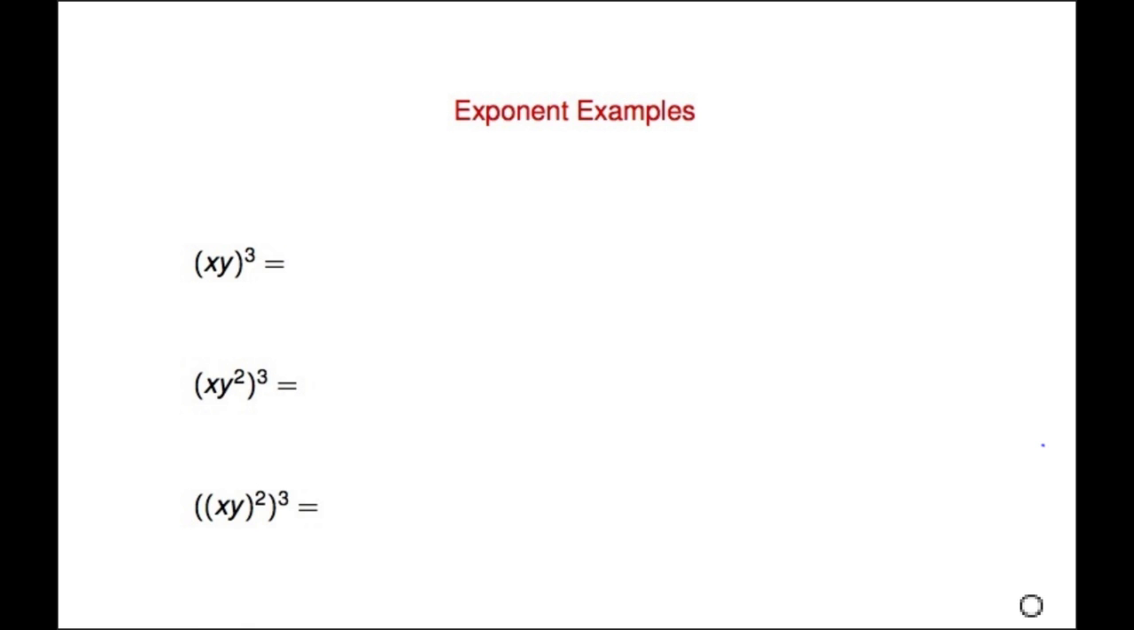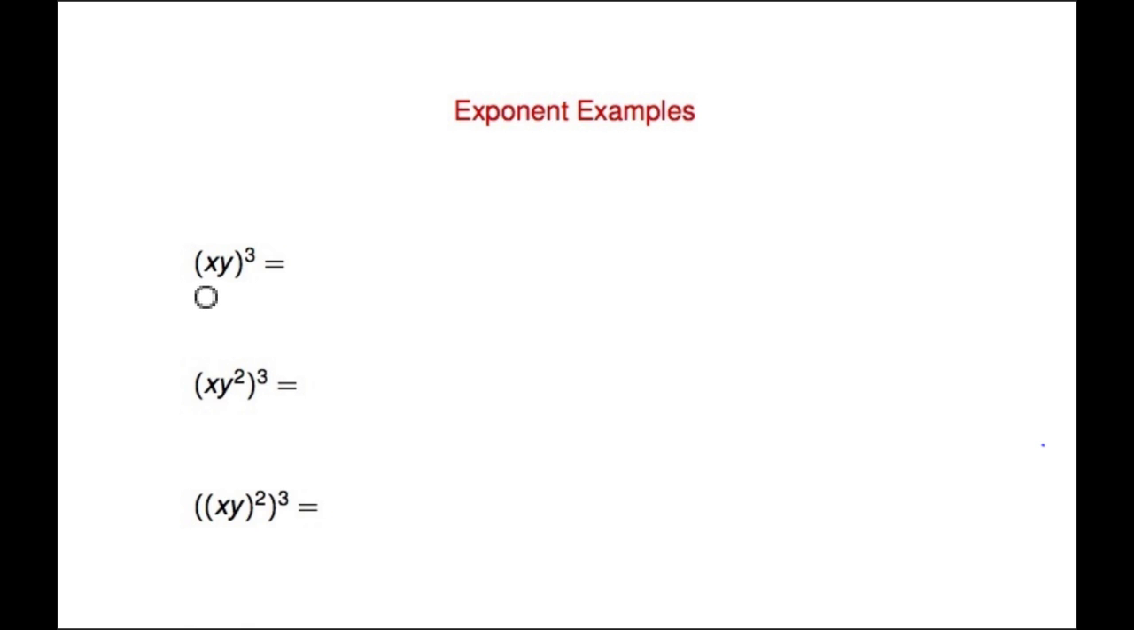We're continuing our conversation about exponents, and now we're going to be working with some examples where the base of the exponent isn't just an x or just a y. You can see here that the base of the first example is xy, and the base of the next example is xy squared. We're going to be doing some more examples where the base is more complicated than just a single variable.